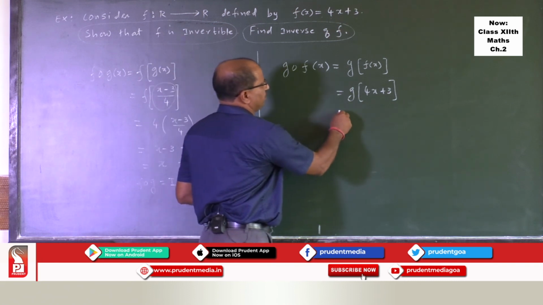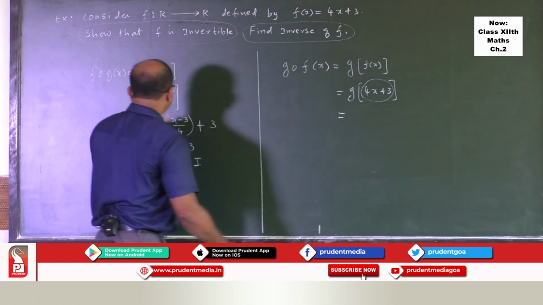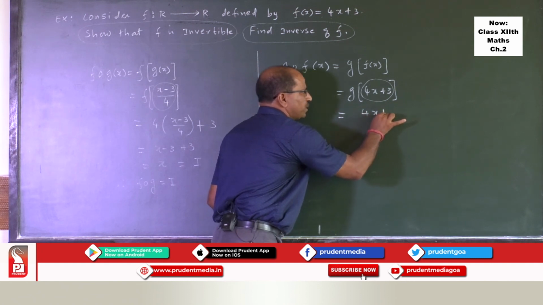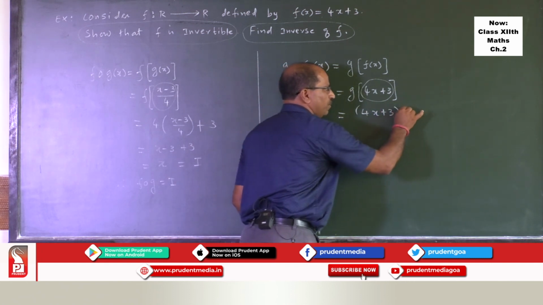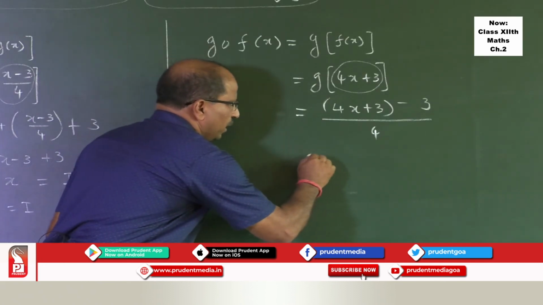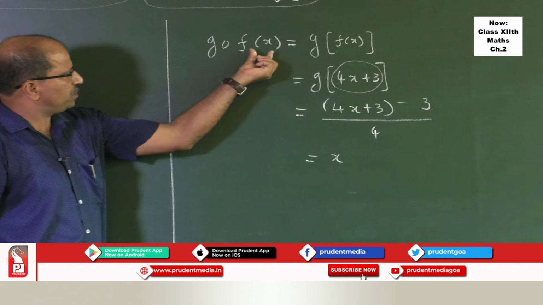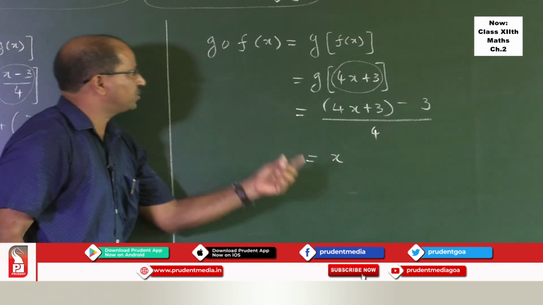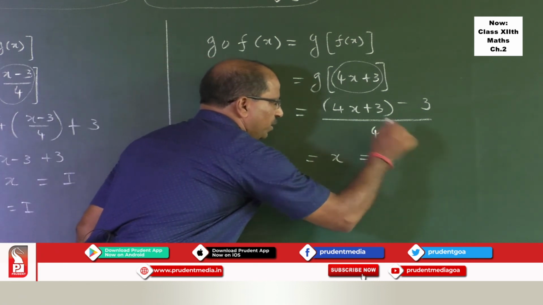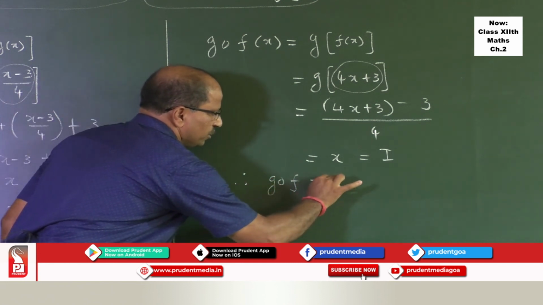So, g image of 4x plus 3, this is x for g image. So, what is g of x? (x minus 3) divided by 4. So, this image will be 4x plus 3, this is (x minus 3) divided by 4. You cancel 3 and after that you can cancel 4, you get x. So, g composite of f(x) is x. So, we started with x, we ended with x. This is nothing but identity function, and therefore, we get g composite f is equal to I.